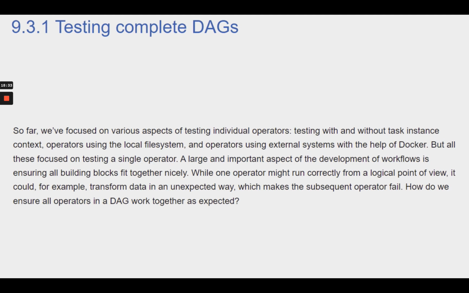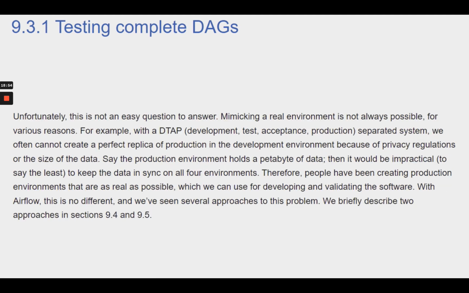A large and important aspect of the development of workflows is ensuring all building blocks fit together nicely. While one operator might run correctly from a logical point of view, it could, for example, transform data in an unexpected way, which makes the subsequent operator fail. How do we ensure all operators in a DAG work together as expected? Unfortunately, this is not an easy question to answer.